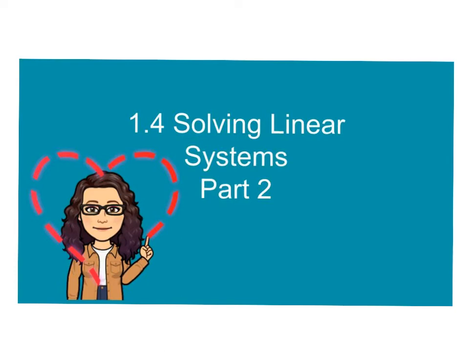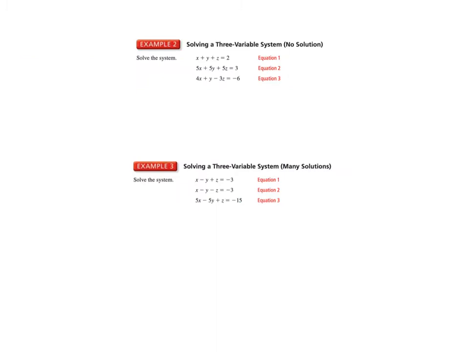This is 1.4, Solving Linear Systems Part 2. So we're going to solve a 3-variable system. This one's actually not going to have a solution, so let's see what happens. So I'm going to label my equations like we did before. This will be A, B, and C.